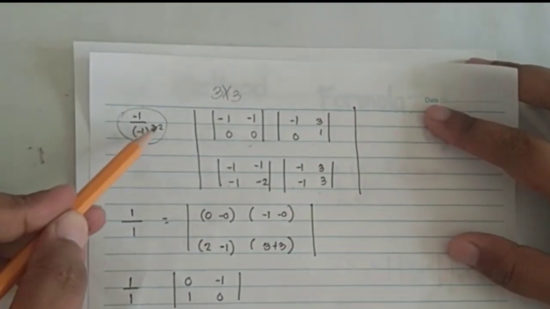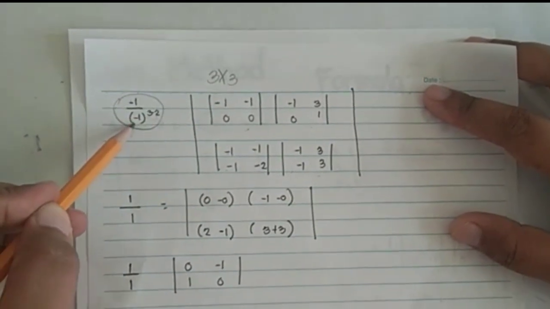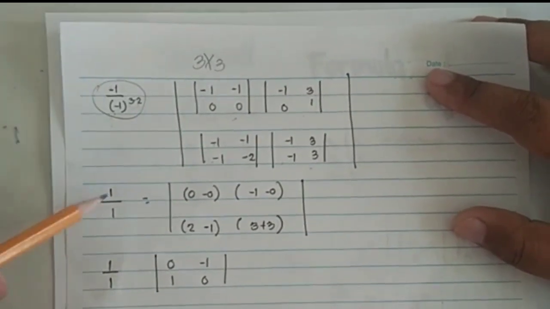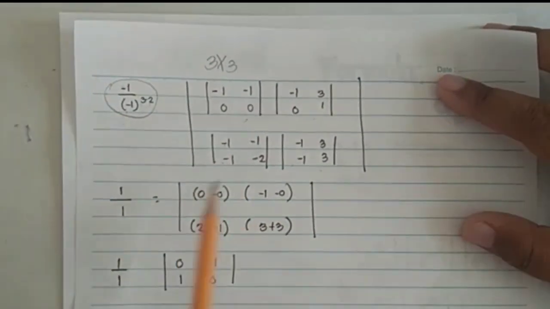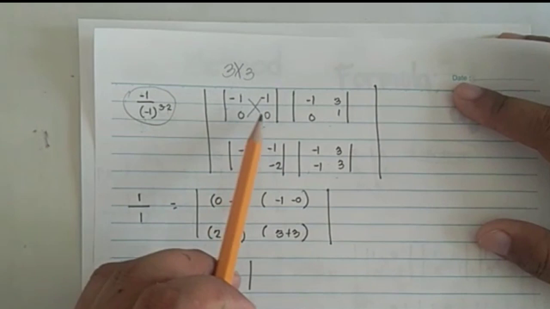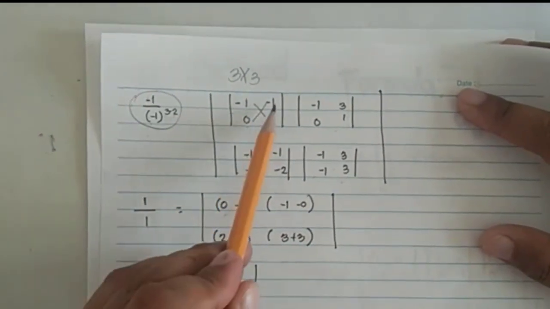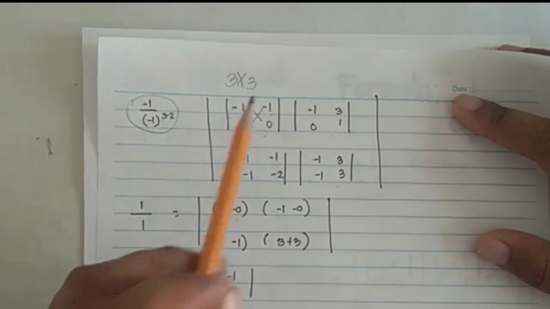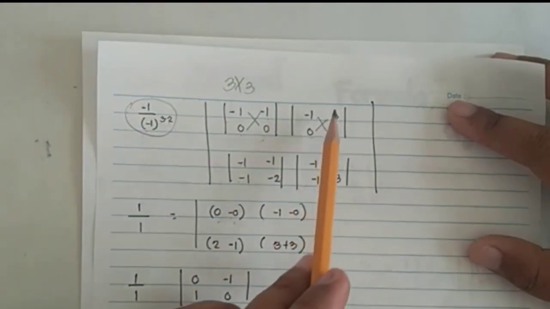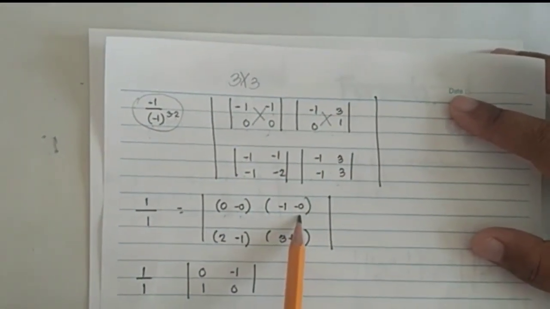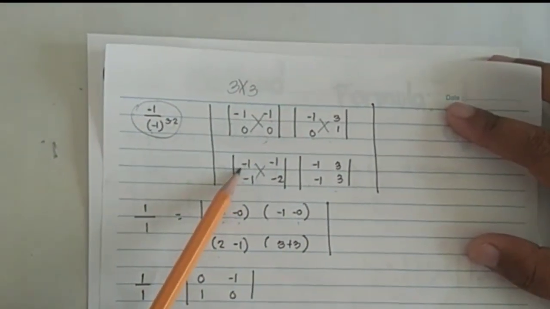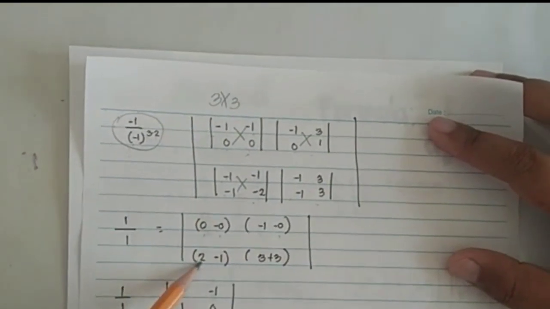So 3 minus 2 is equal to 1 multiplied by negative 1 becomes negative 1. So negative 1 divided by 1 becomes positive 1. So let's do the cross multiplication for this group. Negative 1 multiplied by 0 is 0. 0 multiplied by negative 1 equals 0. Then group. Negative 1 multiplied by 1. 0 multiplied by 3 is 0. Next, cross multiplication. Negative 1 multiplied by negative 2 makes it positive 2.